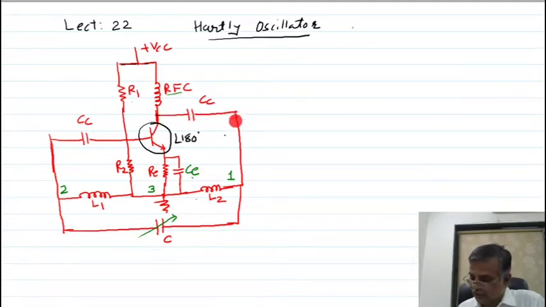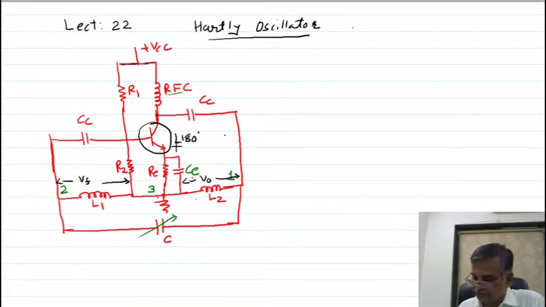So voltage developed across L2 is also called output voltage. You can say your output voltage is developed here. Now see here, the voltage developed across L1 is called feedback voltage because this is your ground. So through this terminal you are giving the voltage to the base. So you can say this is your feedback voltage.